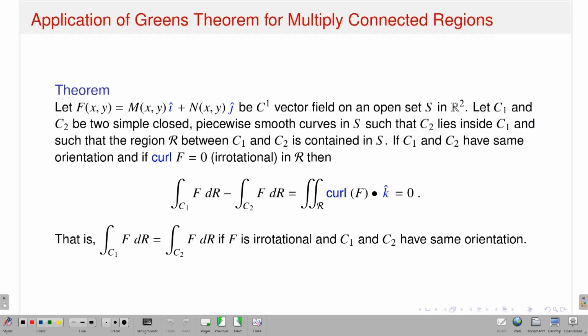Now, let us discuss some examples, then it will be more clear. Before that, I have given one application, an application of Green's theorem for a multiply connected region. So, the statement for a multiply connected domain is given.